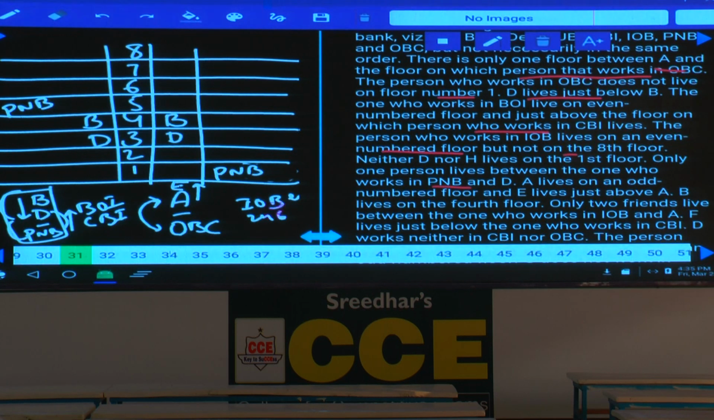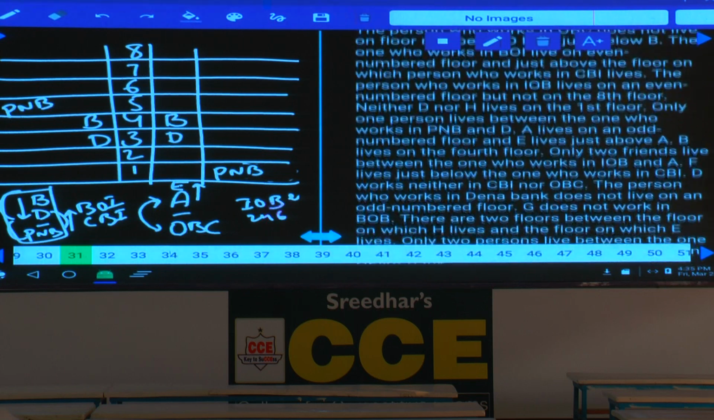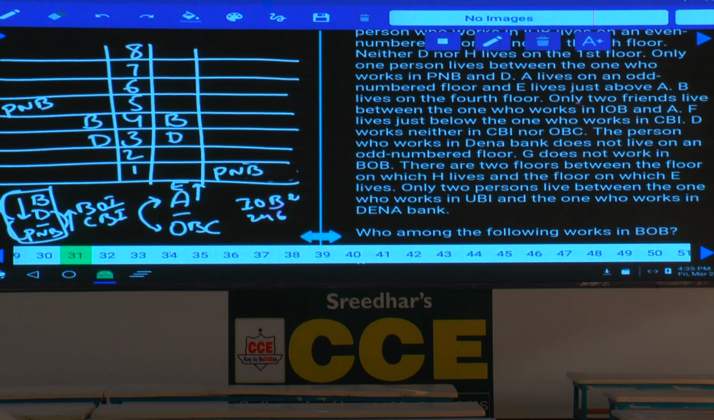Between D and P and B there must be exactly one person, and between E, A, now A lives on an odd number floor. E, A, blank, OBC must be here. Then A lives on an odd number floor and E lives just above A, and B lives on the 4th floor. Only two friends live between the one who works in IOB and A. Between IOB and A, how many persons are there? There must be exactly 2 people. And 2 people between IOB and A, E and A is here. 1, 2, IOB can be here or not. And IOB lives on an even number floor.